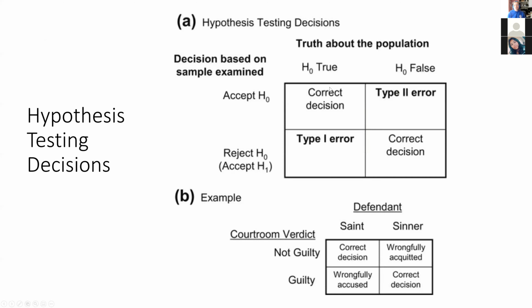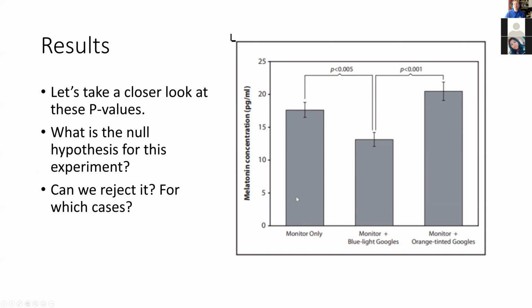So if we take a closer look at the p-values from this study, if we compare the monitor only to the blue light goggles, we can see that they have statistical significance down to 0.005. So this is actually 0.5%. So this is a much higher statistical significance than we would require normally. So this looks like really good data. And then even better if we're comparing the monitor with the blue lights to the monitor with the orange lights.